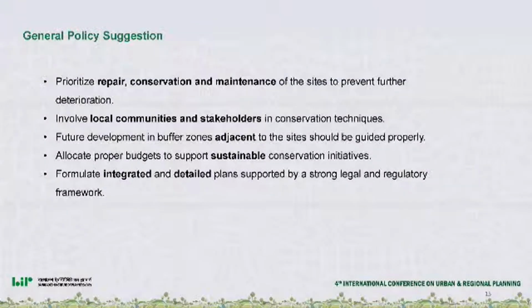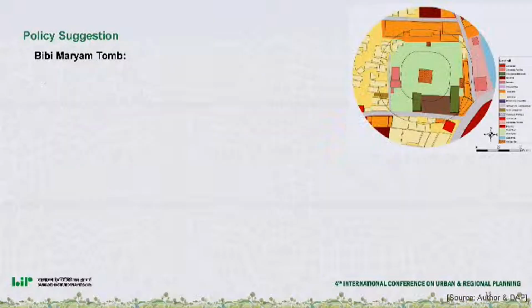Then we try to suggest some general policy recommendations based on repairing, conservation and maintenance. First one is engaging local communities in conservation efforts through training and awareness. Secondly, ensuring proper budget allocation. Lastly, formulating a detailed and integrated plan. Then let us come to our site-specific policy suggestions.